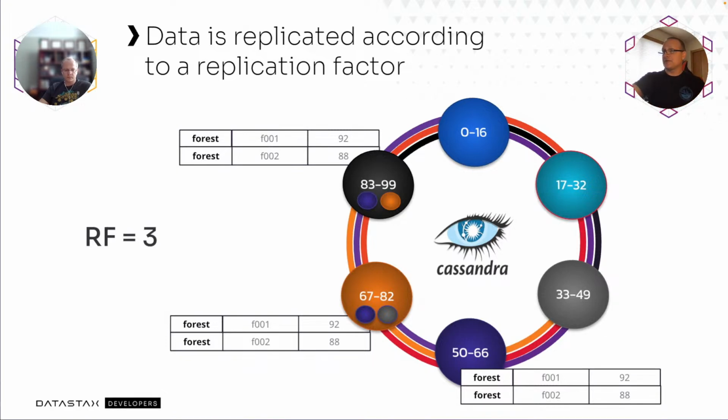So if the purple node is responsible for tokens 50 through 66, that means their primary token range is going to be on that purple node. But there's also a neighboring node calculation that comes into play in figuring out where the secondary and tertiary token ranges are as well. In this case, the orange node and the black node are also going to be responsible for storing the data related to that forest partition. And in this way, data gets spread and distributed across the cluster.